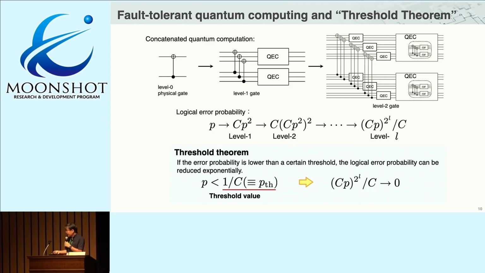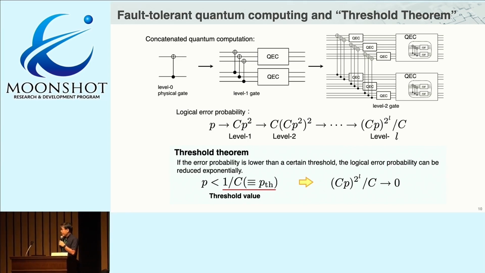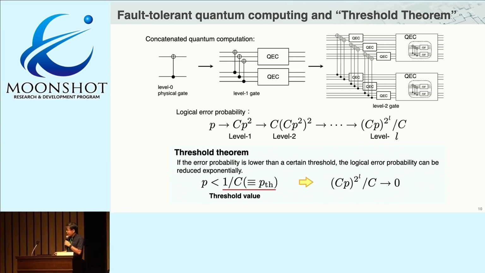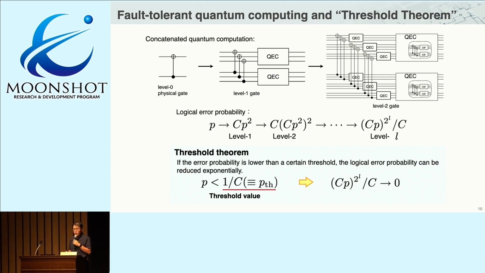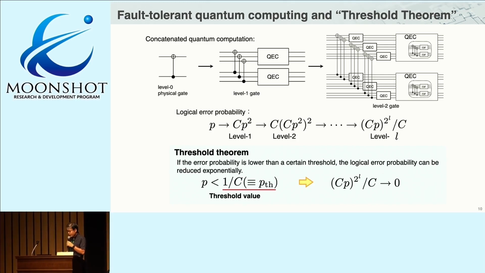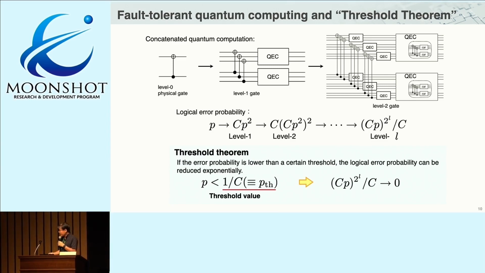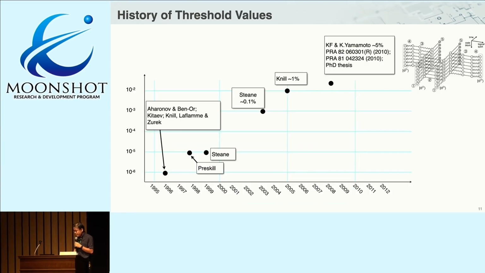And then, if the physical error probability is smaller than a certain threshold value, then we can decrease the logical error probability super-exponentially in the concatenation level. So this is the so-called threshold theorem. And this threshold value is a very important target for the experimentalist to achieve fault tolerance.